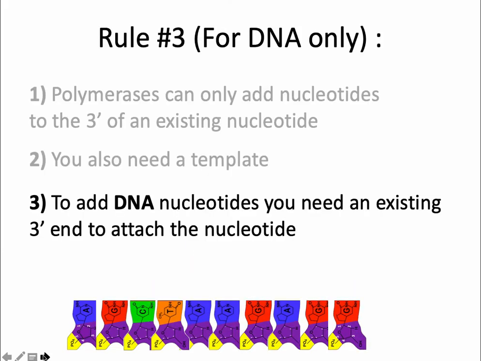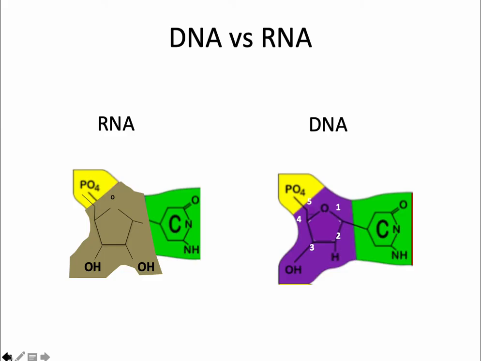This third rule is only for DNA, and DNA nucleotides cannot be just added to a template. They need something already there that they get attached to. So if you put a DNA nucleotide by itself on a template, it's going to fall off. It's just not going to stay. The reason for that is because of the difference in structures between DNA and RNA nucleotides.